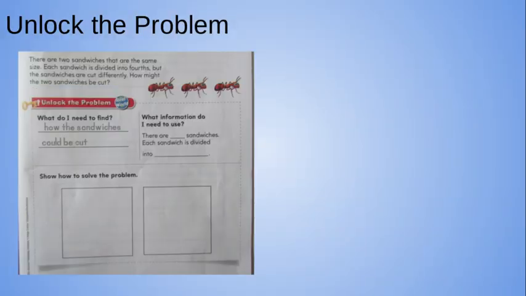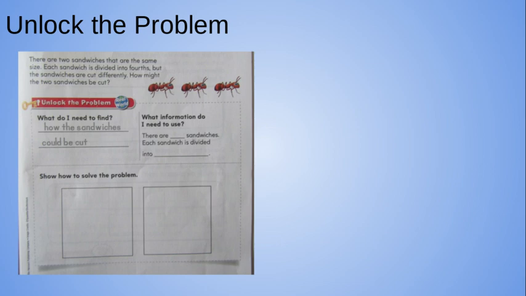Our first problem says there are two sandwiches that are the same size. Each sandwich is divided into fourths, but the sandwiches are cut differently. How might the two sandwiches be cut? We're going to follow our cube steps for all of our word problems today. So let's read that one more time. Make sure you're reading along with me.